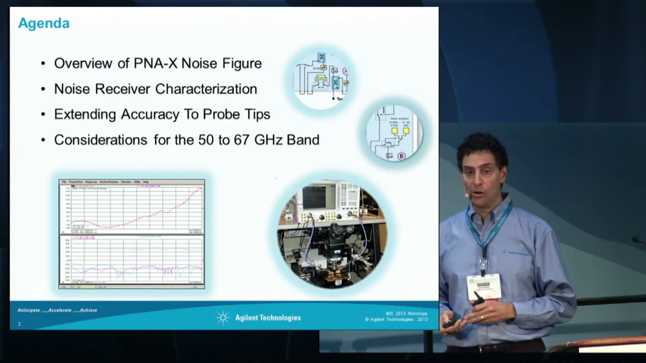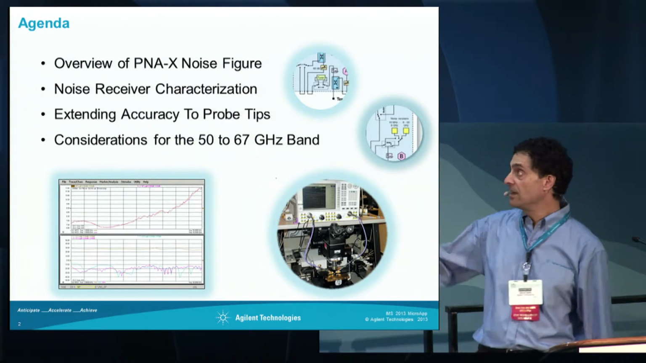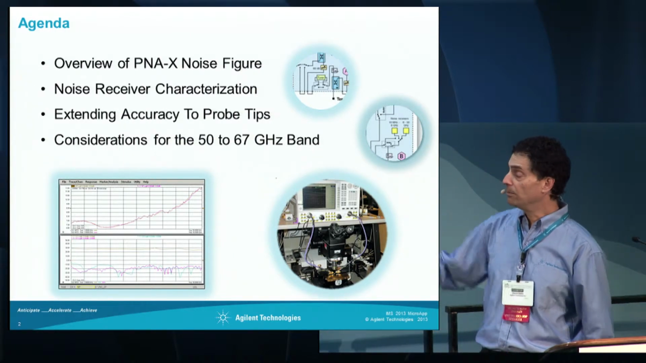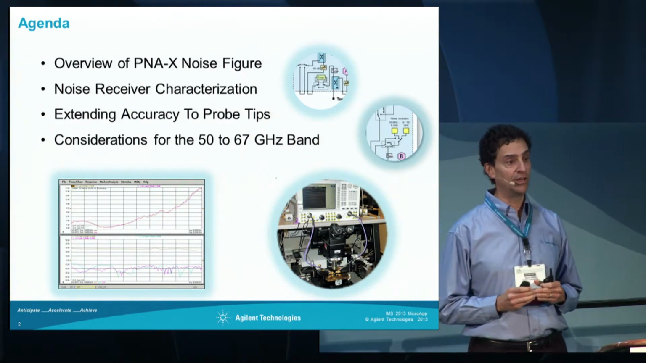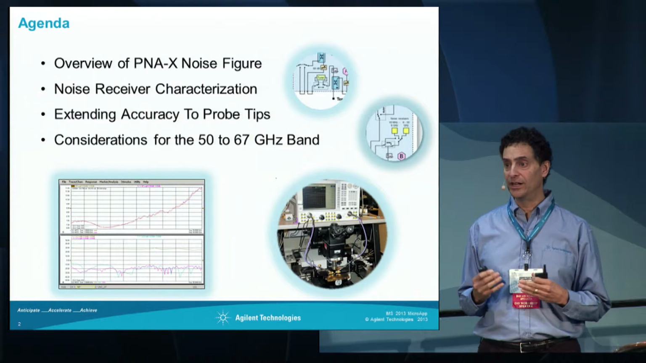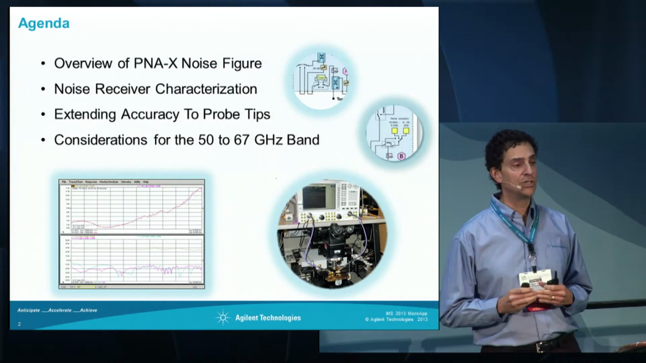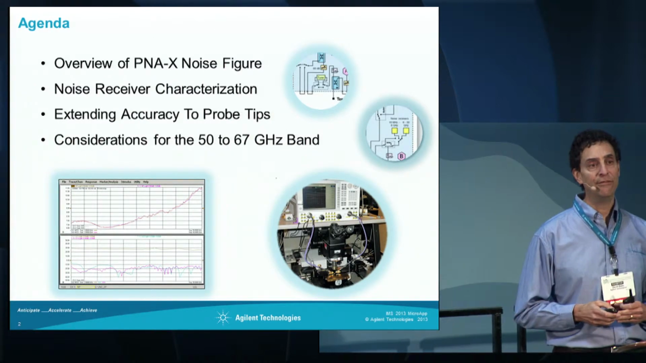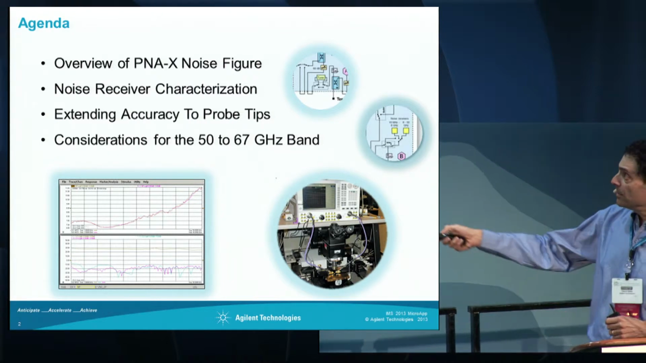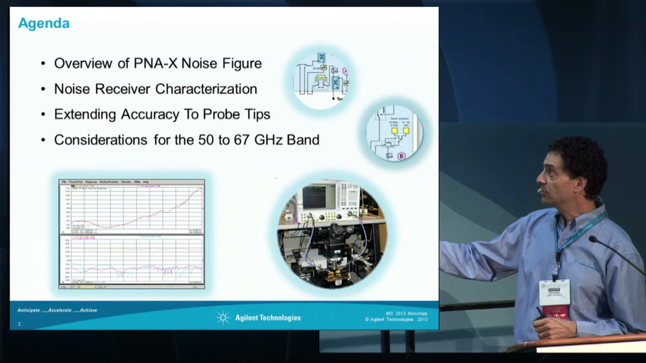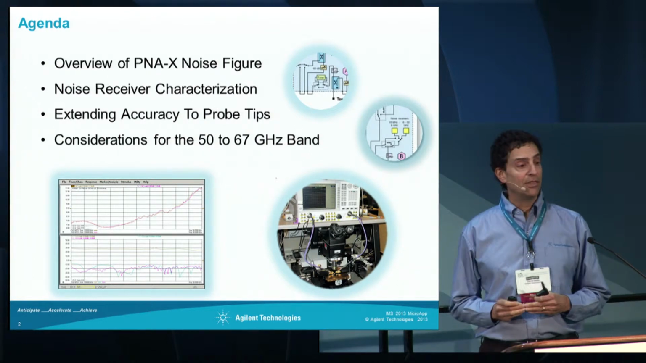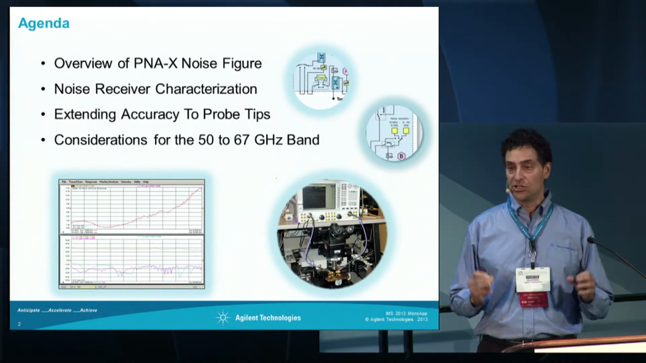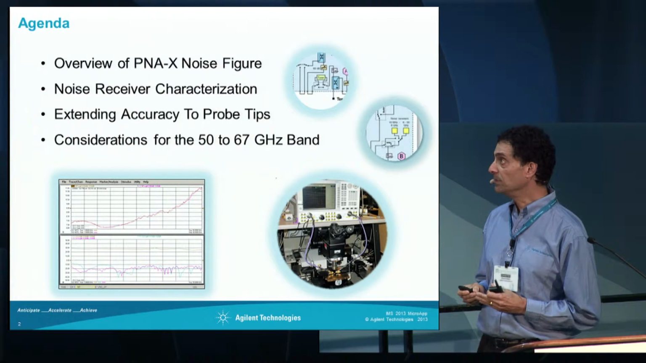So it's basically broken into 4 sections. The first section, I'll give a brief overview of the way the PNA-X measures noise figure, because it's a little bit different than what's been the industry standard for many years, which is the Y-factor method. Then I'm going to talk a bit about how we characterize the noise receiver. We have a new measurement methodology that does that. That is essential for making noise figure measurements.